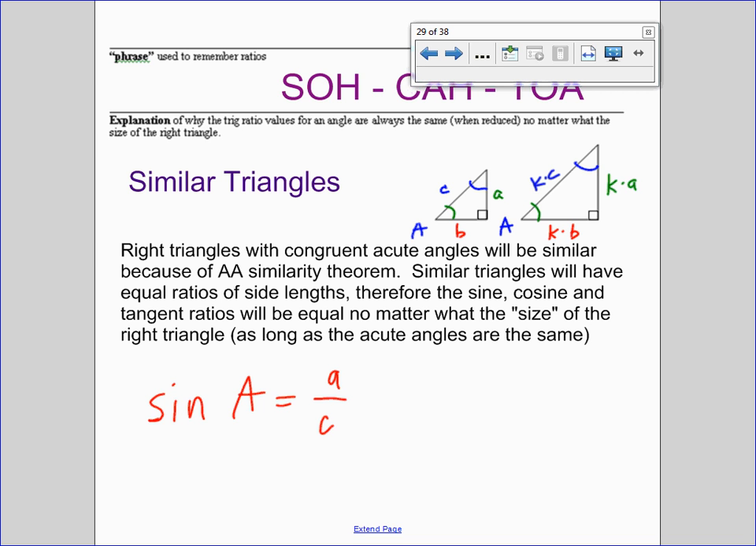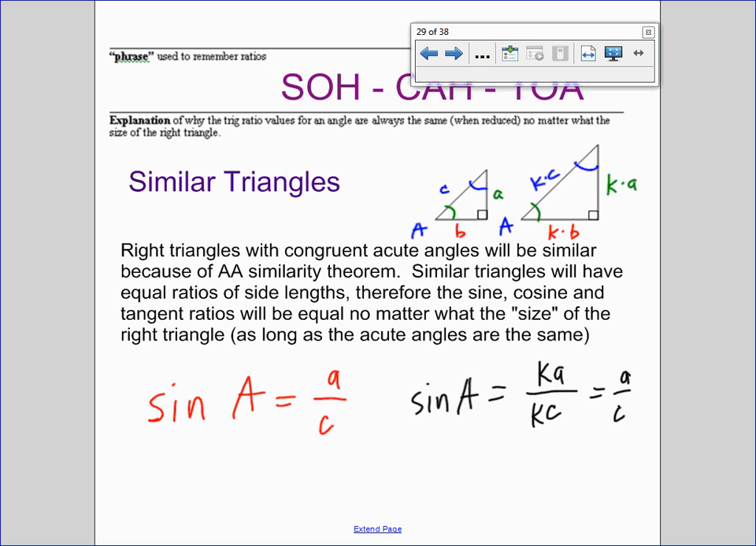In the second triangle, the sine of angle A would be given by the ratio of opposite side length over hypotenuse side length. That would be KA over KC. And I could reduce that by the scale factor K, and what would I get? I get exactly A over C. Because of similar triangles, the scale factor that relates the side lengths would cancel out when I simplify the ratio.